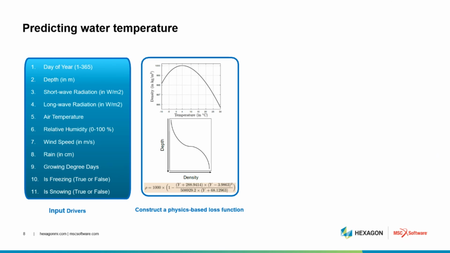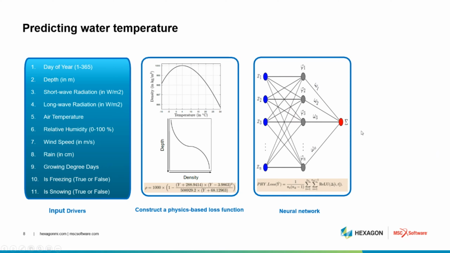We can use these input drivers to construct the physics-based loss function, which means we already know the relation between density and temperature. We know the relation between depth and density. And we have many equations in fluid mechanics and physics for the relations between them, like this empirical equation between density and temperature. Based on that, we can build our neural network. We fit it with the input parameters, and we use a weight function and the relations between parameters. At the end, we can predict the water temperature. And this is all about making everything smarter and faster.